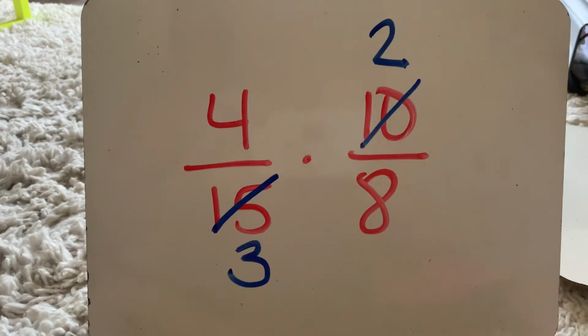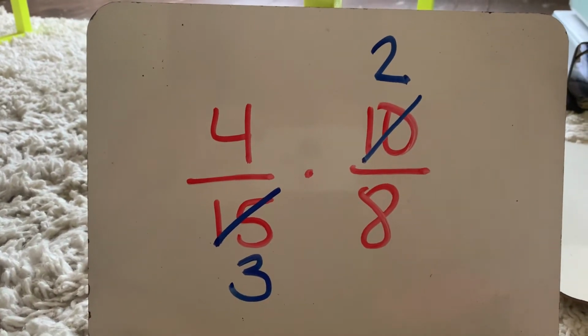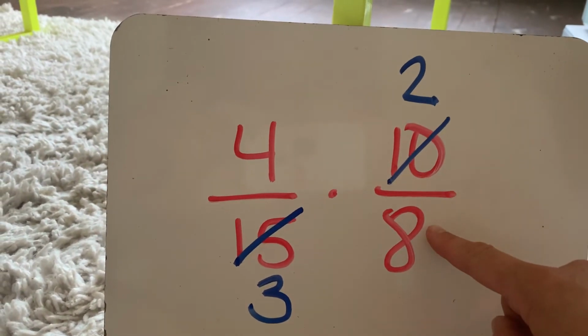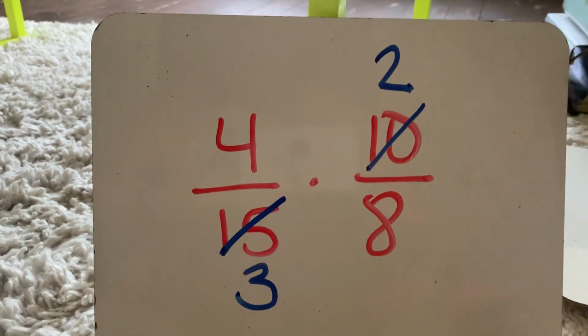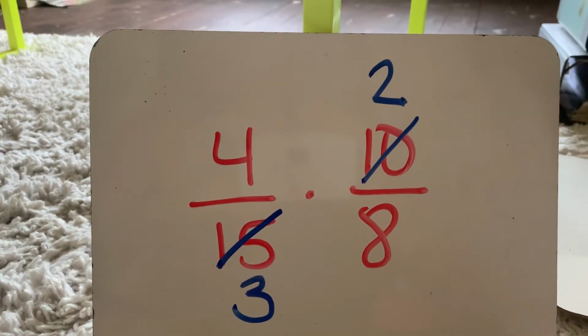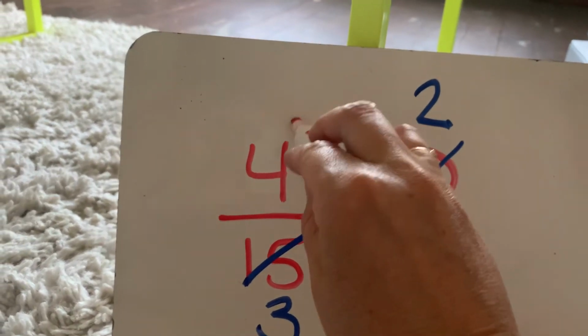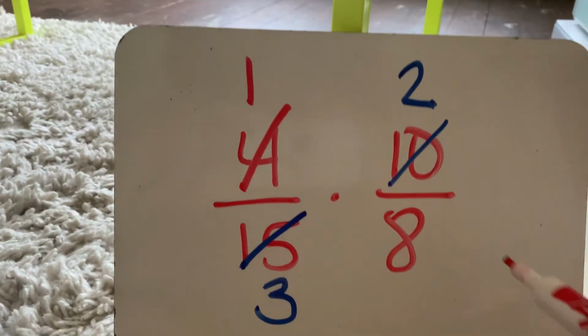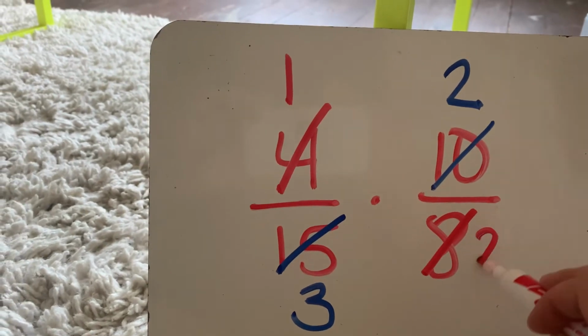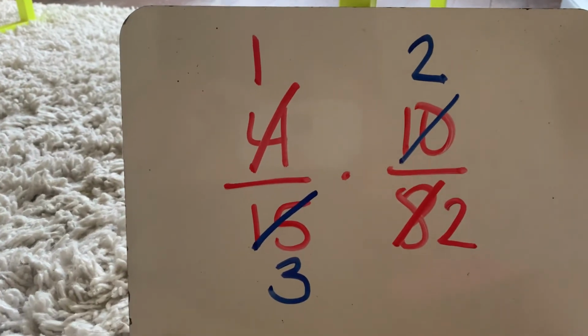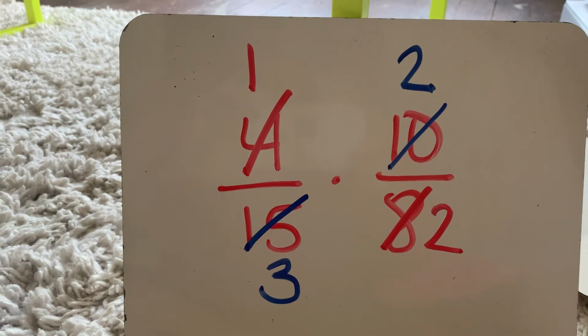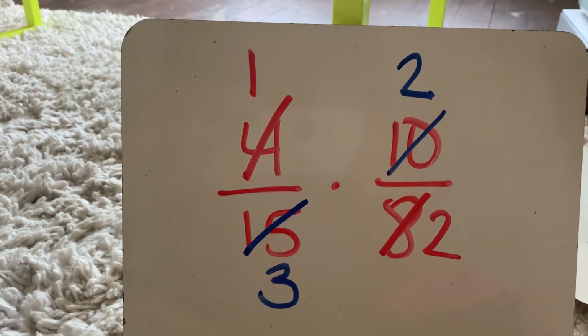Now I'm going to keep looking because there is some more cross canceling. I could do a 2 and an 8. Or I could do a 4 and an 8. I think I'm going to do the 4 and the 8 just because those are bigger. I want to make them smaller. This is 4 times 1, and this is 4 times 2. Now, I could multiply here, but I see one last thing.